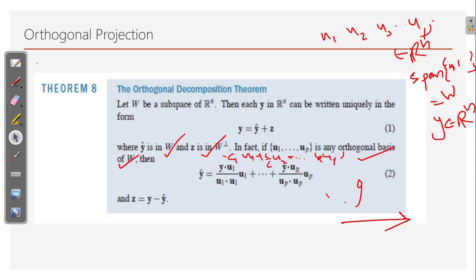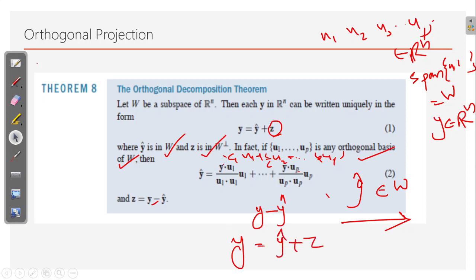This y cap will be a vector that belongs to the subspace W, right? And then we have to find out the z vector. So what is the z vector? The z vector will be perpendicular to the subspace W, or z is in W perpendicular. So z is given as y minus y cap, because we have y and we have found y cap using formula number 2. So z can be found. So you can decompose any arbitrary vector y which belongs to Rn into y cap plus z.